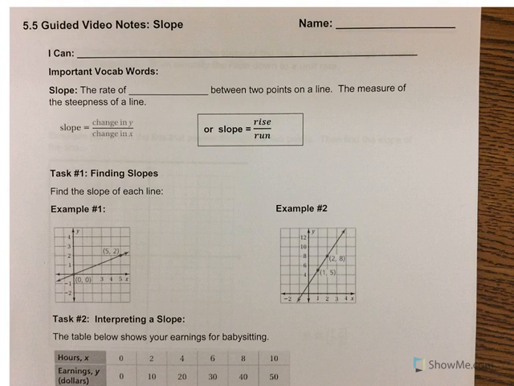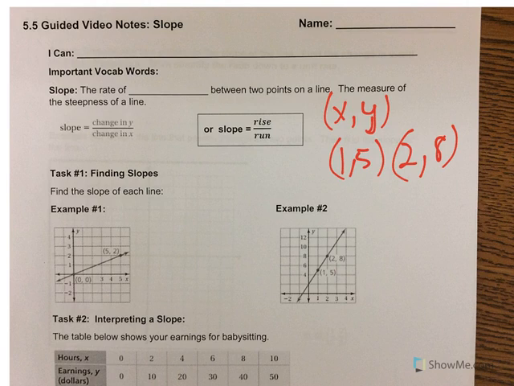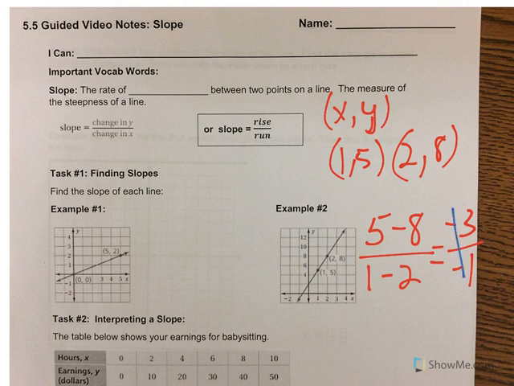So if you think you got it, give example number 2 a try. Hit pause. See if you can get it correct. Again, ordered pairs are always x, y: 1, 5 and 2, 8. It does not matter which order you subtract them as long as you're consistent, but the y's must be on top. If I do 5 minus 8, then on the bottom I have to have 1 minus 2. I would get negative 3 over negative 1, and the negatives cancel each other, leaving me with 3 over 1, or 3, as my slope.